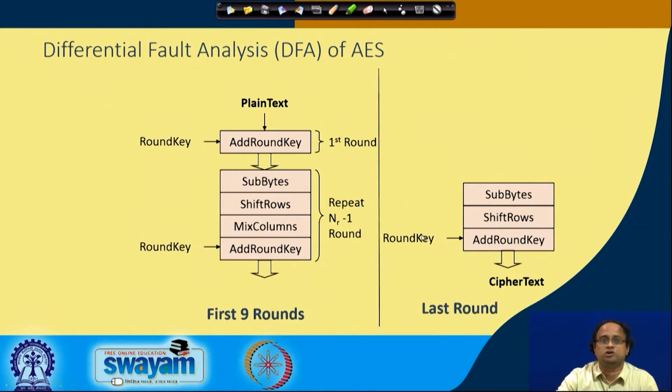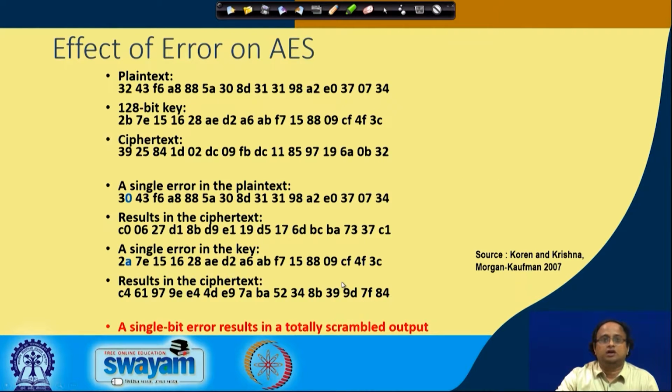I don't do any mixed columns in the final last round. So if I do this, let's quickly study the effect of error on AES. This shows an example where there is a 128-bit plain text and the corresponding ciphertext. If there is a single error in the plain text, for example, here it was 2 and I made it 0, this leads to a completely random output.